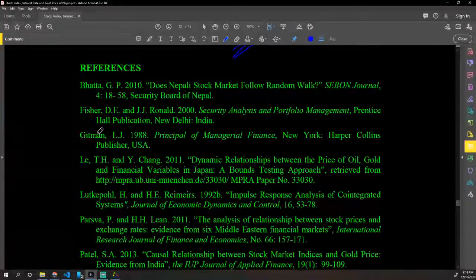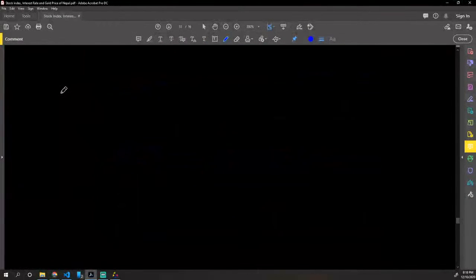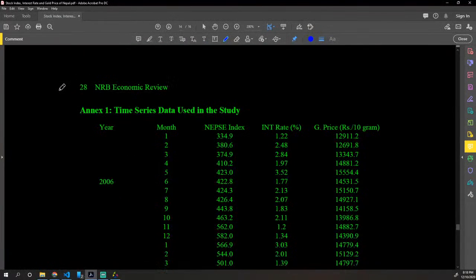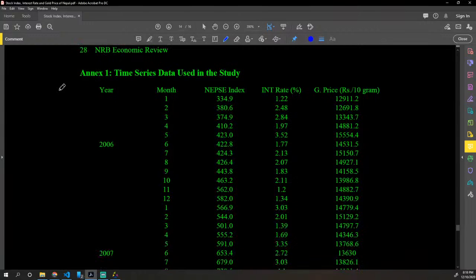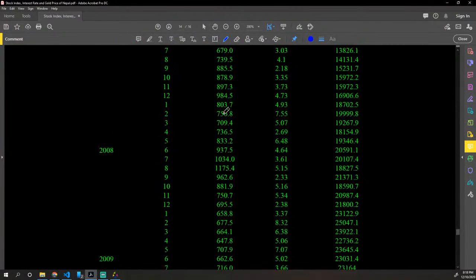So all of these references were used. All of this is the data: 2006 to 2016, monthly time series, NEPSE index, interest rate, gold prices.